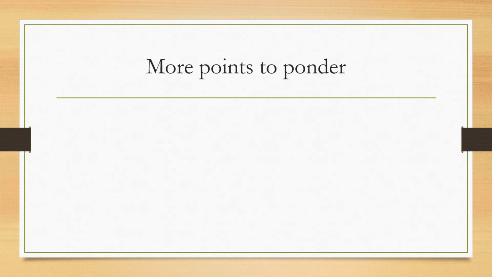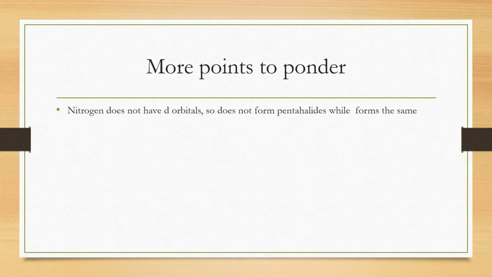Some more important points about P block elements. Nitrogen is a small size atom. It does not have d orbitals. So, it cannot form pentahalides like other elements in the group.